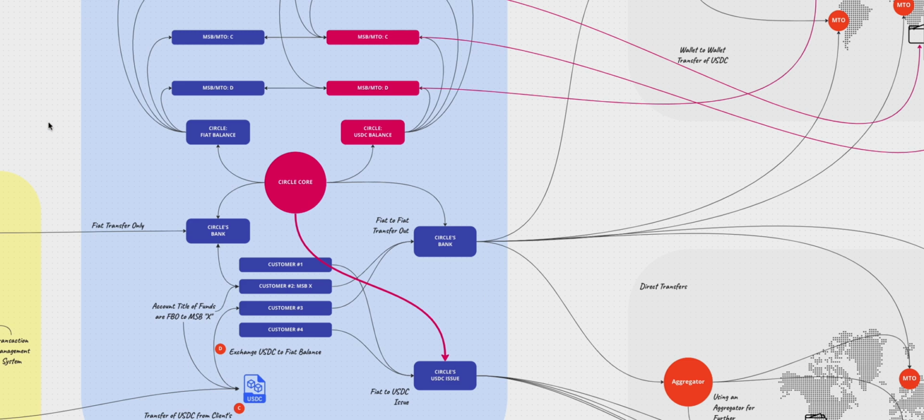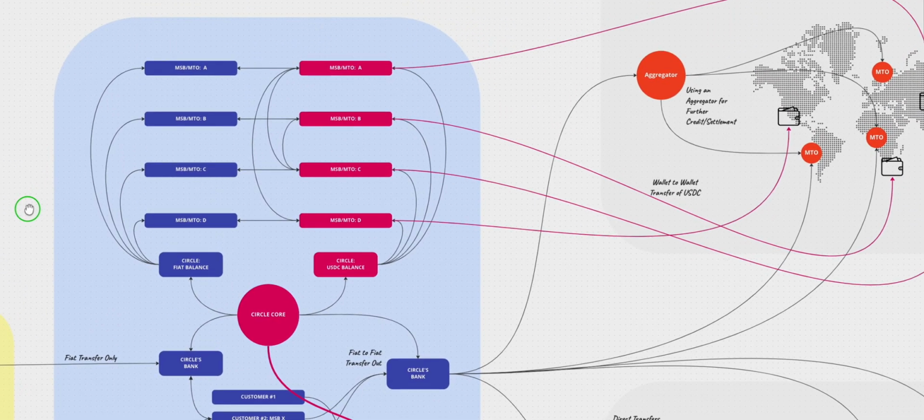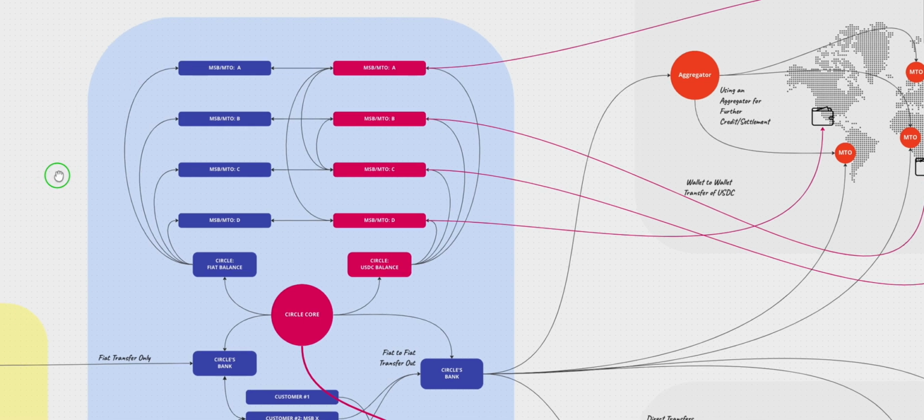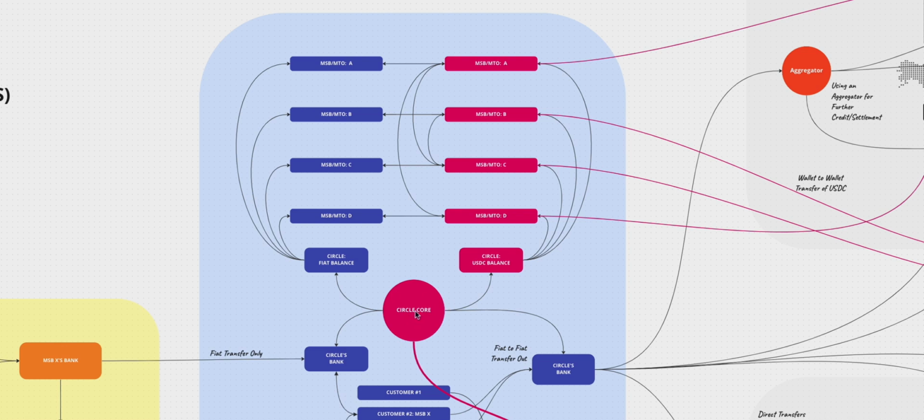So what does it look like from a heuristic point of view, of how Circle's core would look when you have multiple MSBs? So this is what that would look like. This is Circle's core, and Circle obviously has two areas that they can define. They have a fiat balance, which is the banking relationship, the banking rails that they have, and they have the USDC balance, right? So Circle can issue USDC against a fiat balance that you may have. So let's say in this example, you have MSB A, B, C, and D. And as you know, they all have fiat balances. So this just shows a representation that these MSBs are connected to Circle's bank, right?